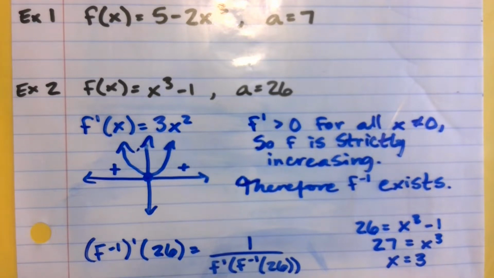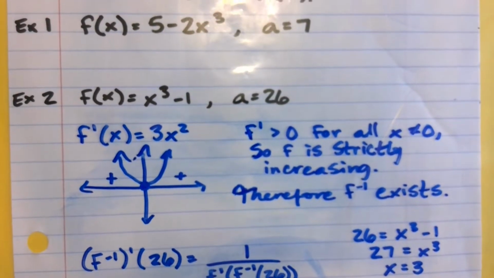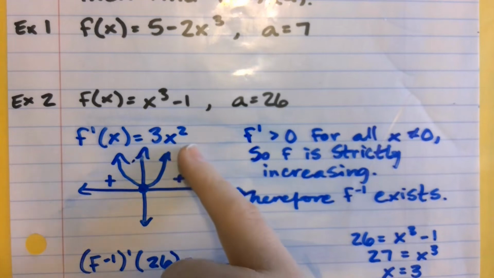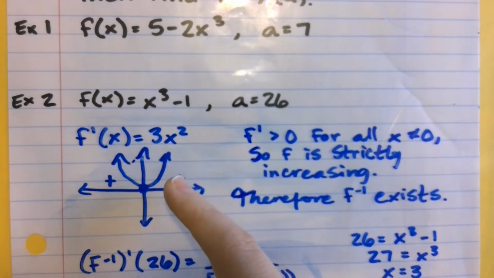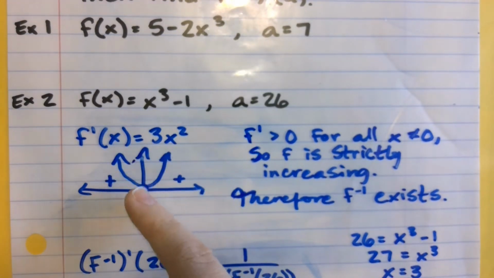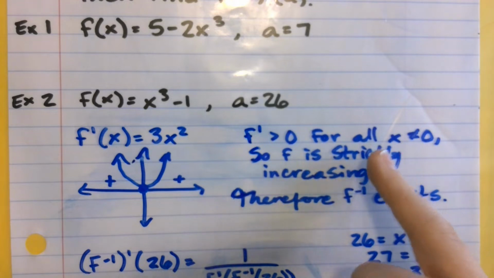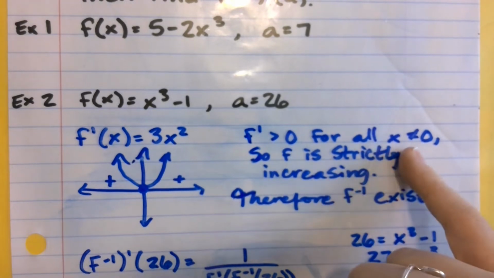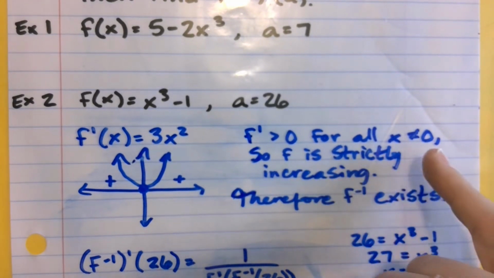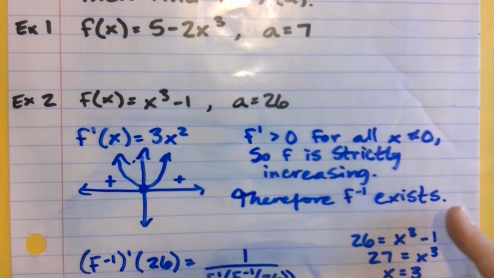So first we were trying to decide if we could actually find an inverse or not. Finding f prime tells us that f prime is all above the x-axis except for at 0, so kind of similar to example 1. So that means that f is increasing except at 0. So strictly increasing except for at 0. Therefore, we know f inverse exists.